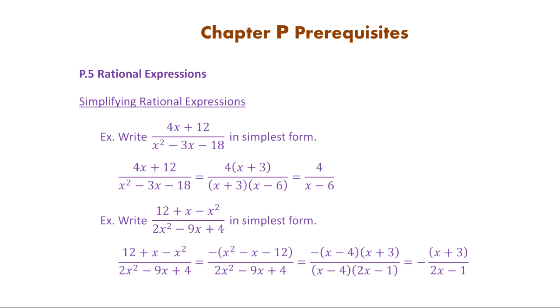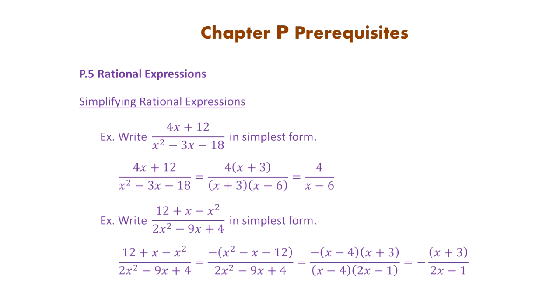You multiply 2 by 4, that's 8, and then you find two numbers with the product 8 and the sum of negative 9. And then you split the term of negative 9x with those two numbers, and then factor by grouping. And at the end, you're going to get x minus 4 times 2x minus 1 if you factor in this way at the bottom.